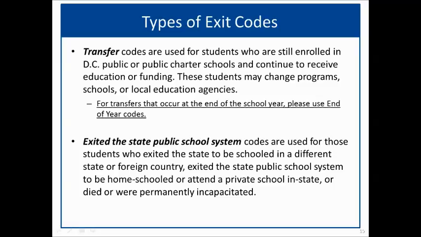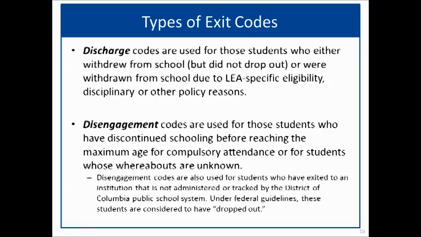And then we have exited the state public school system, which are used for students who exit the state to be schooled in a different state, a foreign country, or if they exit the state public school system to be homeschooled or to attend a private school in state, or if they died or were permanently incapacitated. And so these are for students who are exiting the DC public school system altogether. That's when you want to use those codes. And again, each category or type of code has many different codes listed that you want to make sure you pay attention to ensure that you're using the right code.